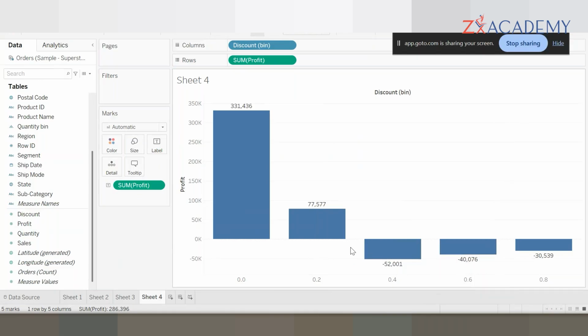Above that, you can see 0 to 20, 20 to 40, 40 to 60% discount, when you give above 40%, we have never seen a profit. Again, for 60 to 80% discount, we have never seen a profit. Almost at 80% discount we have never seen a profit. So that means if it is above 40% discount when you're selling, we have never seen a profit. So it is not a good practice to sell a product with more than 40% discount.